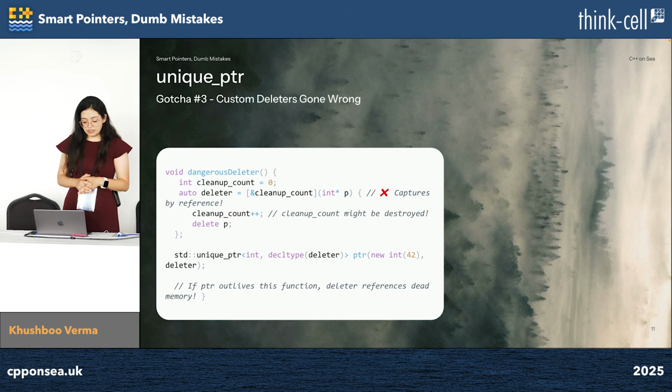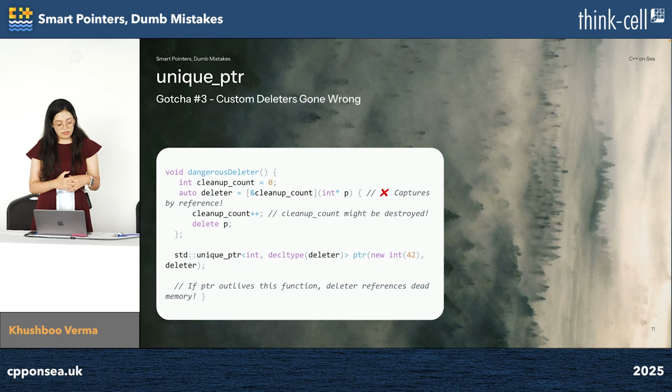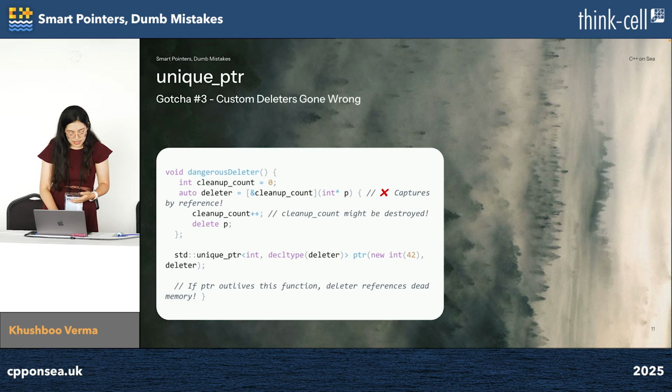Now the third one that can usually happen is when custom deleters go wrong, right? Let's say in the code example here, there is a cleanup counter, an integer that I'm maintaining, and then I have a lambda function which is a deleter. As you can see, it has a pointer, and here I'm trying to capture it by reference. And below this lambda function, I'm creating a unique pointer where I'm using this deleter.